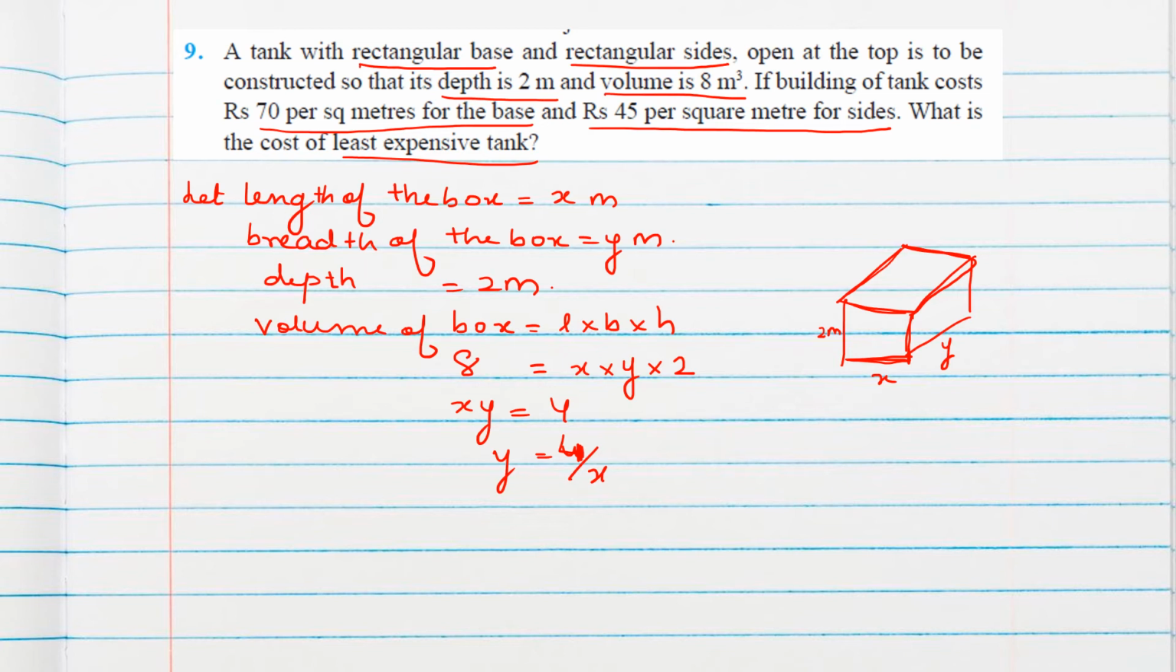Now, cost of least expensive means cost should be minimum. Okay, total cost should be minimum. So our function is this cost.